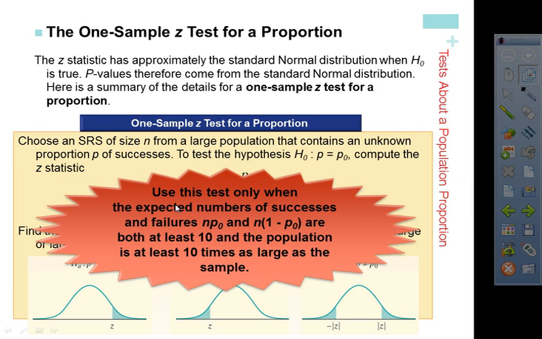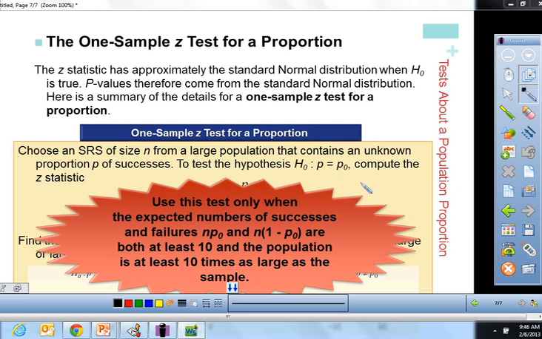All right, and then they tell you, use this test only when expected numbers of successes and failures are at least 10. This is the normal condition. This right here that they're telling you is the normal condition. So you use it only when the normal condition is met.